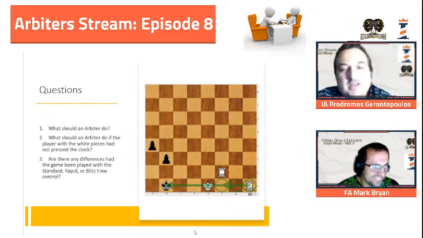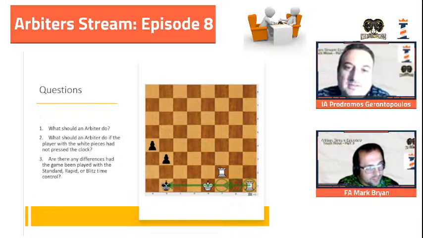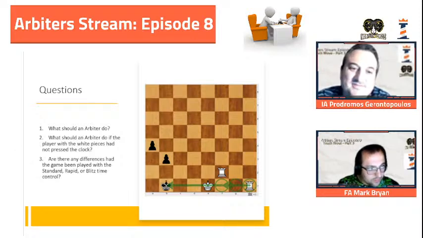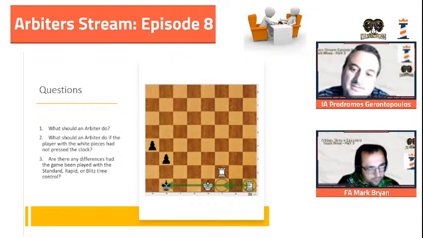If you gave this topic to the arbiters, how many of them would answer correctly? No, I should play first with the king. Yes, it's touch move of the king, so I should play the king first, and then I can play the rook. I'm still allowed to castle. Yes, he has the right to castle. Yes, that's right. This is fine.